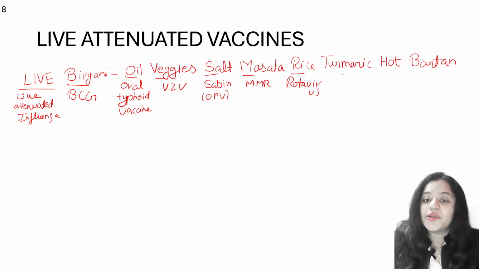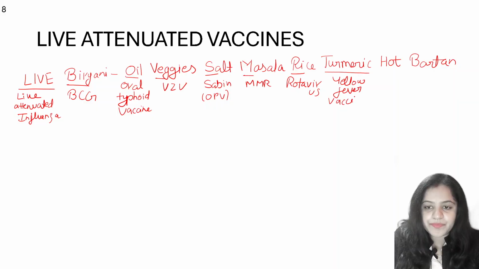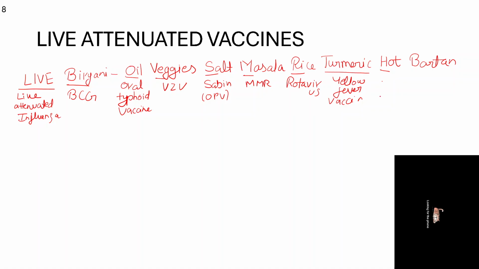Now, what is the color of your turmeric? It's yellow. So, it's for yellow fever vaccine. The H here stands for hepatitis A and B here stands for Japanese B encephalitis. This is your list of live attenuated vaccines.